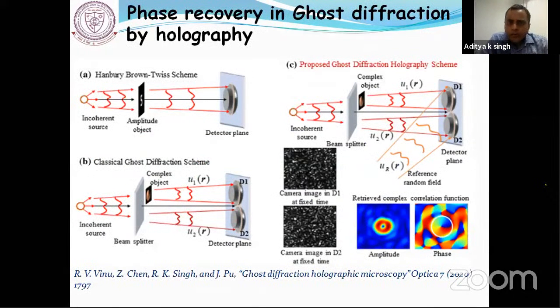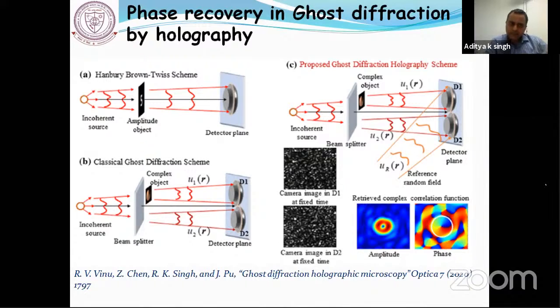Let me summarize what I described earlier. Picture A is the Hanbury Brown and Twiss scheme. Here I showed one detector. The center pixel of the detector will be, suppose, I1, and the remaining pixels I2. Then I take the ensemble, correlate, and take the ensemble average. This is what we usually do in the conventional HBT approach.